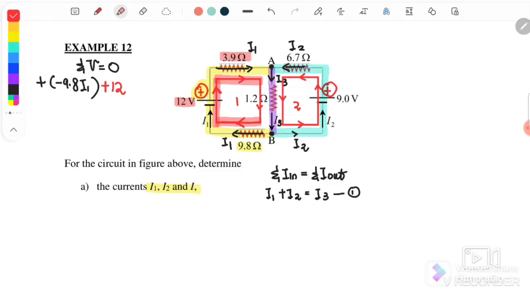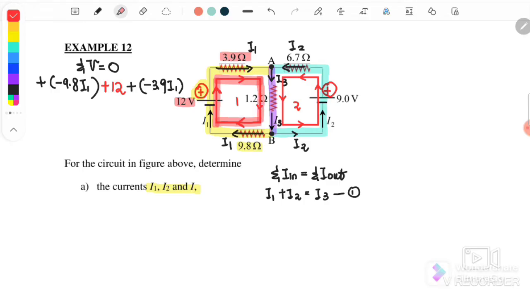Then we continue to move and pass through the 3.9 ohm resistor. The direction of the current is similar to the direction of the loop. If you refer back, the black one is the direction of the current, and the red one is the direction of the loop. Both are the same direction, so I substitute positive. Because the current passes through 3.9, energy is dissipated, so we must substitute negative 3.9 I1.